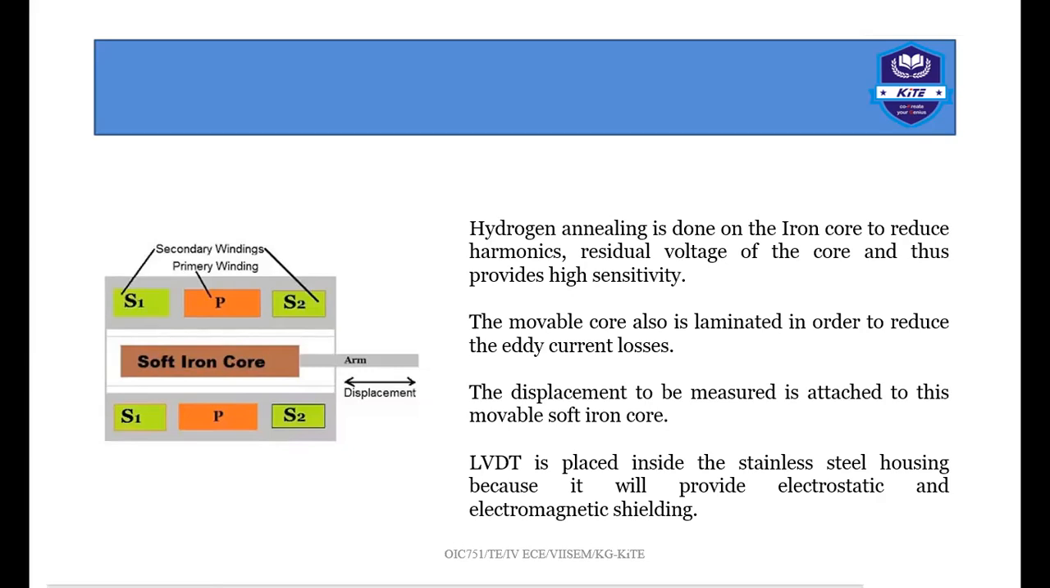It is used to reduce the harmonics and residual voltage of the core, and thus provides high sensitivity. So a very minute change can also be detected using this LVDT. The movable core is also laminated in order to reduce the eddy current losses. As you are all aware, what is eddy current loss, right? The displacement to be measured is attached to its movable soft iron core. The LVDT is placed inside a stainless steel housing because it will provide electrostatic and electromagnetic shielding. It will be explained here.